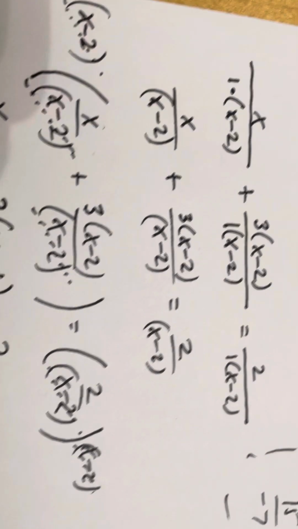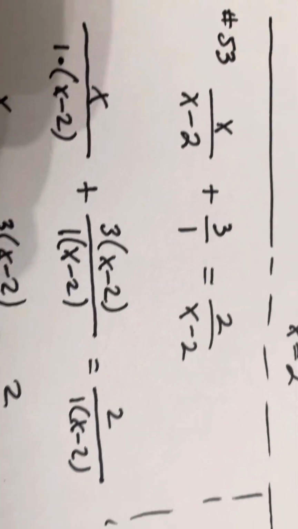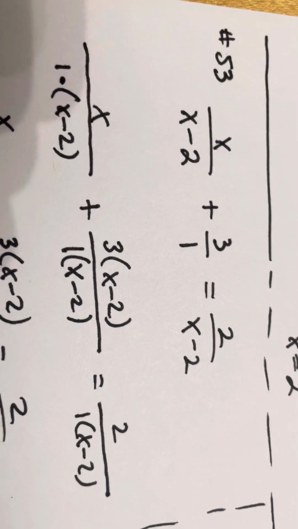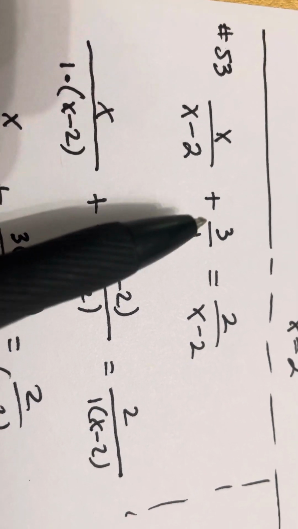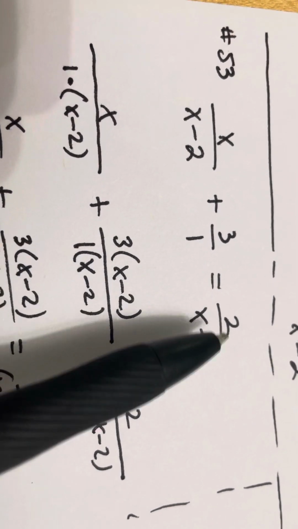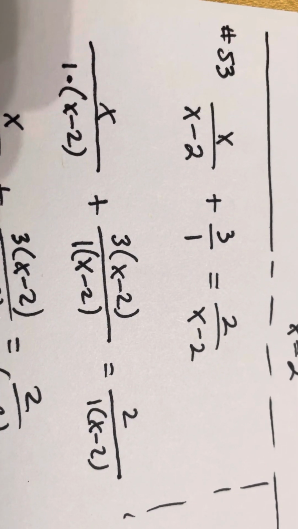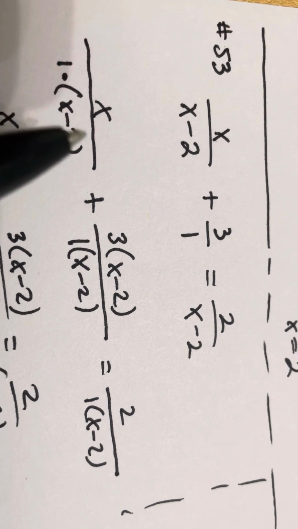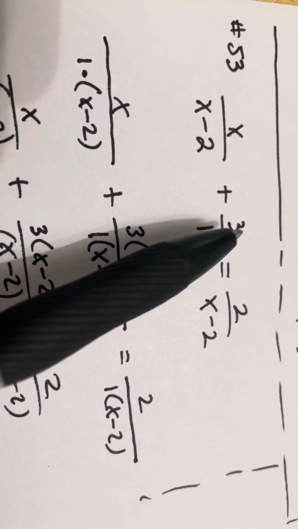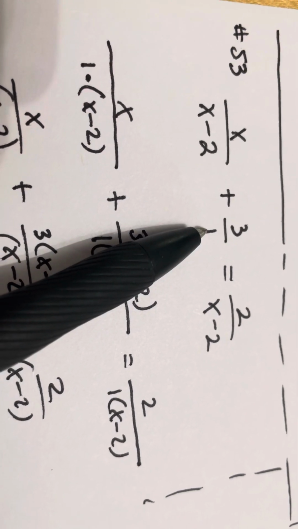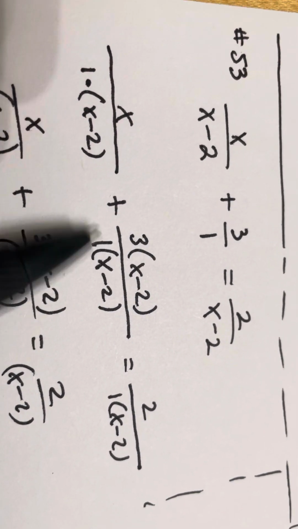Okay. Number 53, which reads x over x minus 2 plus 3 over 1 is equal to 2 over x minus 2. Now, when we're dealing with the denominator, I put a 1 under that whole number. And so we're going to work to get a common denominator.